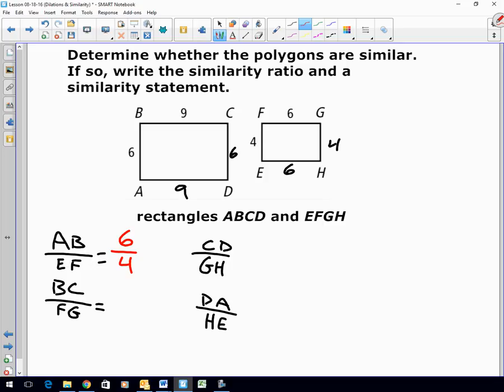9. What is the length of C to D? What is the length of G to H? What is the length of BC? 9. What's the length of FG?